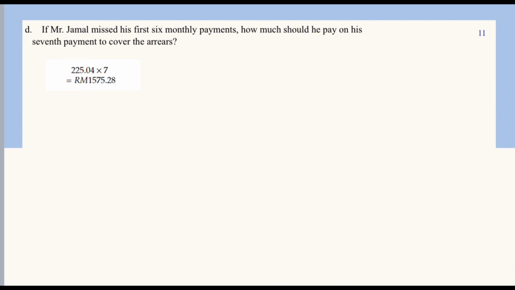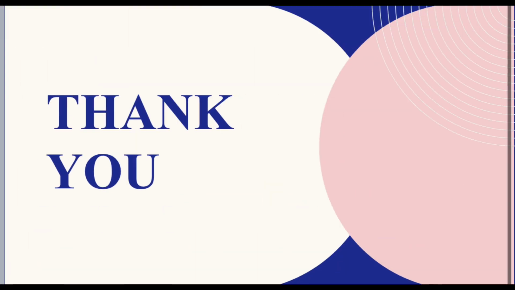For question D, if Mr. Jamal missed his first 6 monthly payments, how much should he pay on his 7th payment to cover the arrears? So we just simply put the previous calculation from question B, that is 225.04. We will times it by 7, then we will get 1,575.28 ringgit. Okay, thank you.